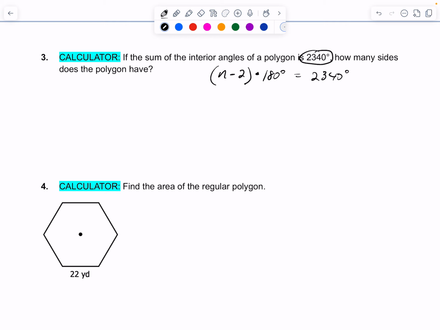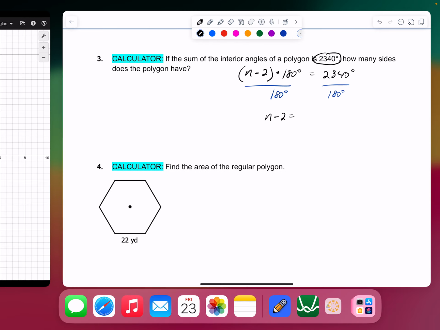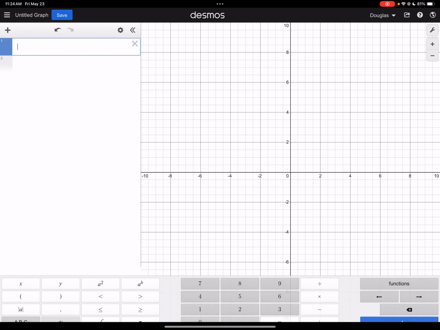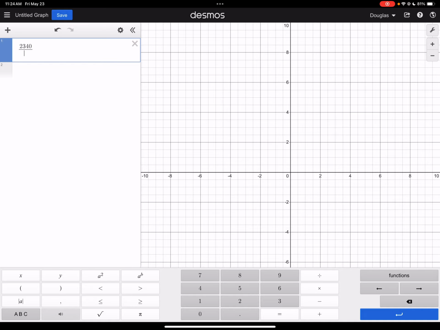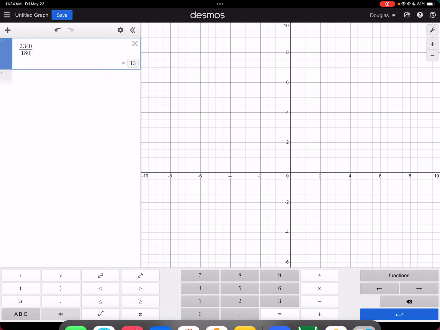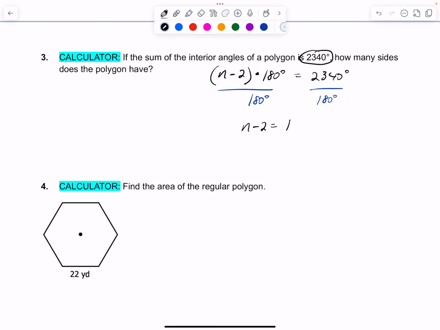2,340 degrees. Now you can feel free to distribute the 180 onto the n and onto the -2 and then go from there. I actually am going to move the 180 over with division first, because then that would just give me n minus 2 equals whatever this is. So I'll go to my calculator and do 2340 divided by 180, which is 13. All right, now be careful, that's not the answer.